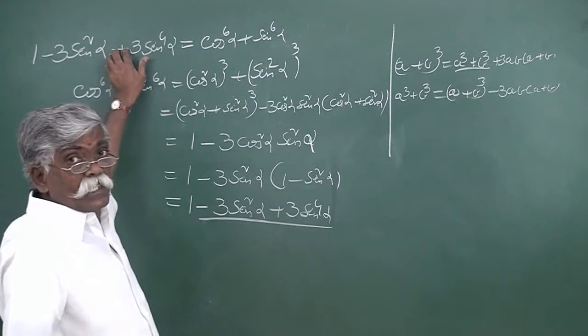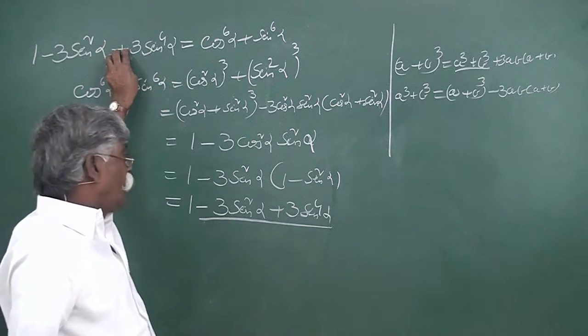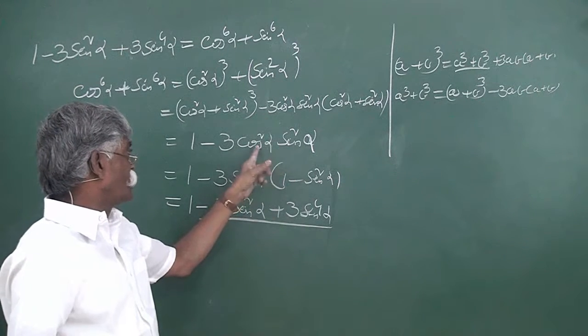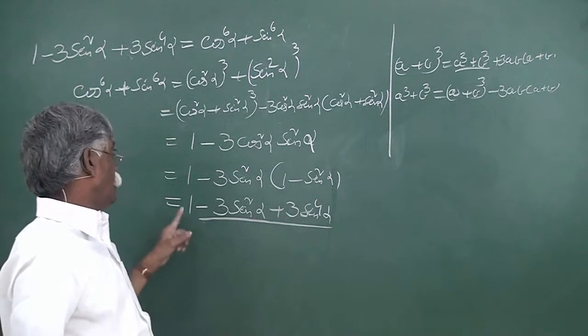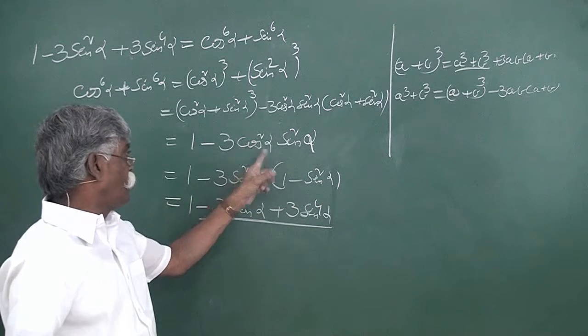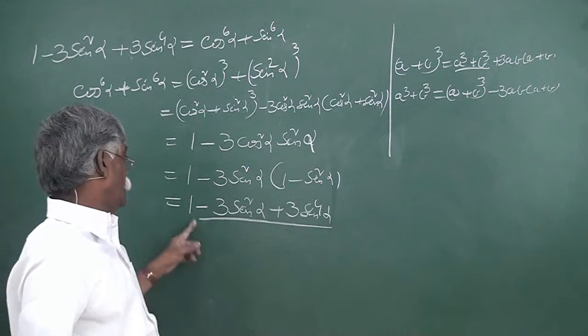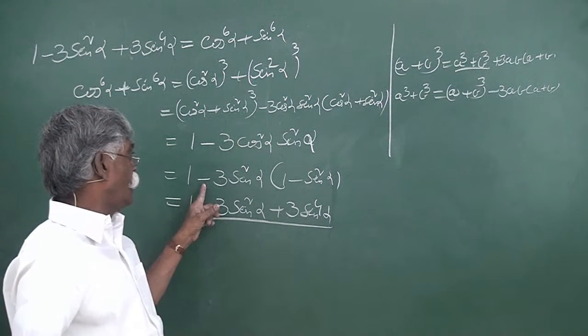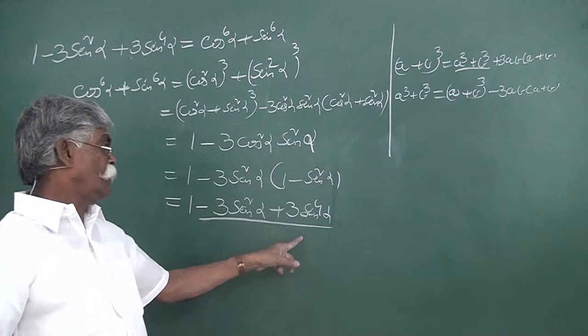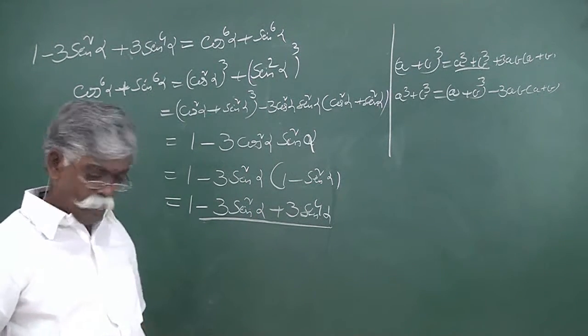And the left hand side is having only the trigonometric ratio sine. We have converted this cos square alpha. So this is 1 minus 3 sine square alpha into 1 minus sine square alpha. This is 1 minus 3 sine square alpha minus of minus plus 3 sine power 4 alpha.